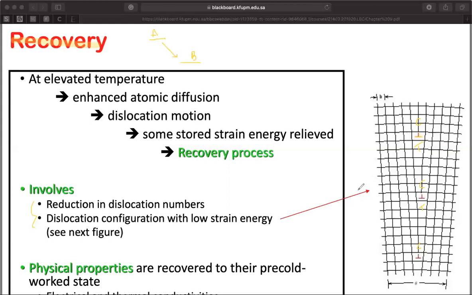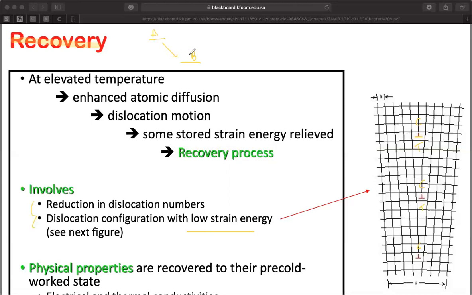So one thing the material can do during the recovery phase is to bring dislocations underneath each other, to have a certain configuration that will lower the strain energy, so it can help the material to go from A to B.